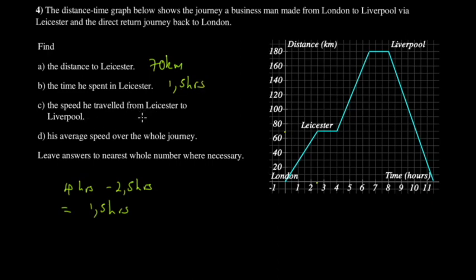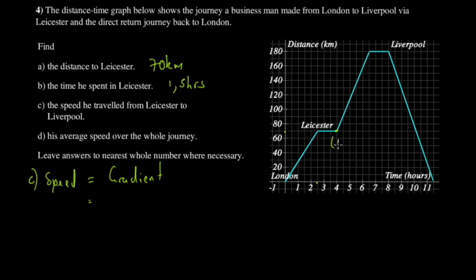The speed you traveled from Leicester to Liverpool. From Leicester to Liverpool, you want the speed. Remember, speed is gradient, exactly. Now you've got the hang of it. So speed is equal to gradient, but remember that this is for the distance-time graph. Here we need to define our points. Here it's 4, then it's 75. Oh, we had said that it's 70. I keep saying 75.